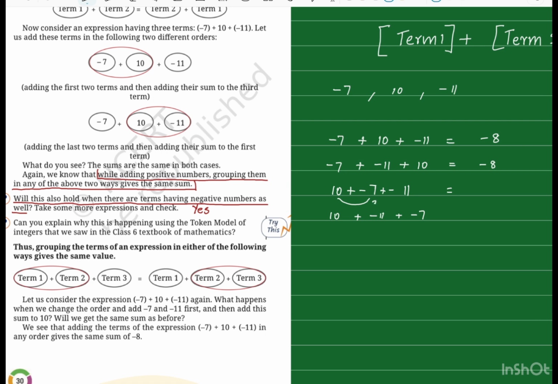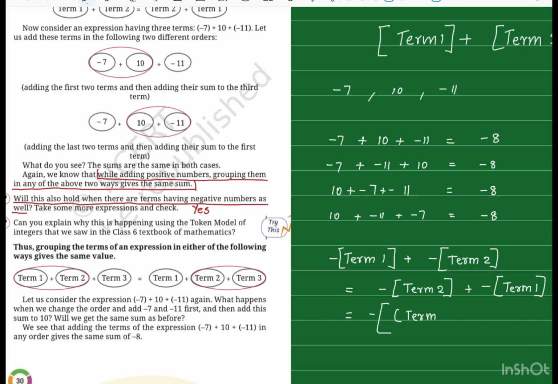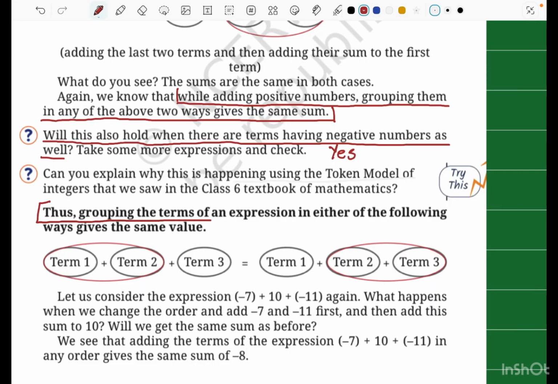10 plus minus 7 plus minus 11 is also equal to minus 8. 10 plus minus 11 plus minus 7 is also minus 8. So swapping the terms does not change the value. We can say that if the negative terms are added, it also gives the same value when the terms are interchanged. Thus grouping the terms of an expression in either of the following ways gives the same value.